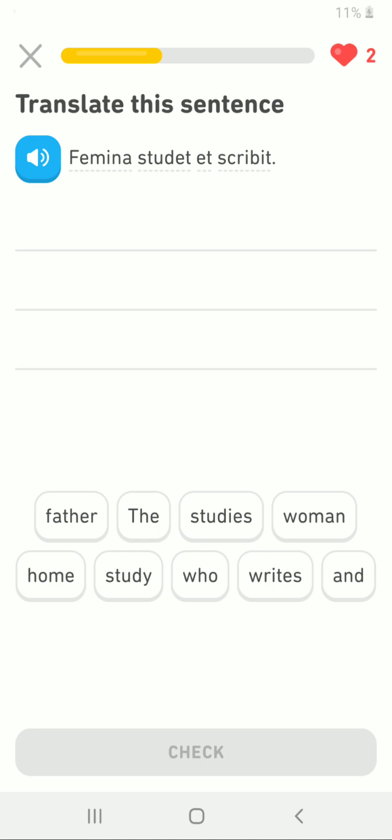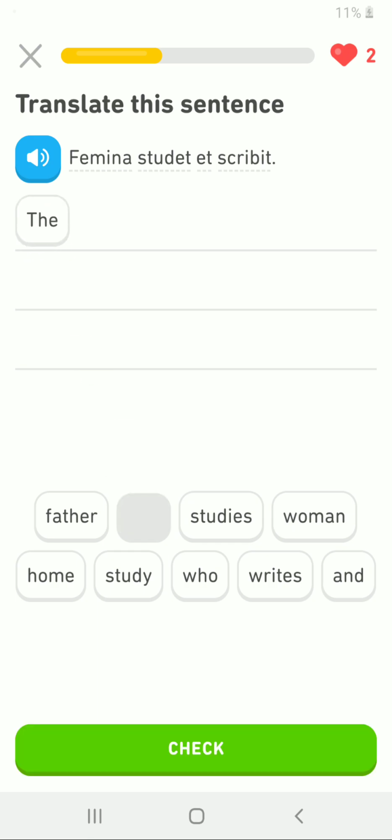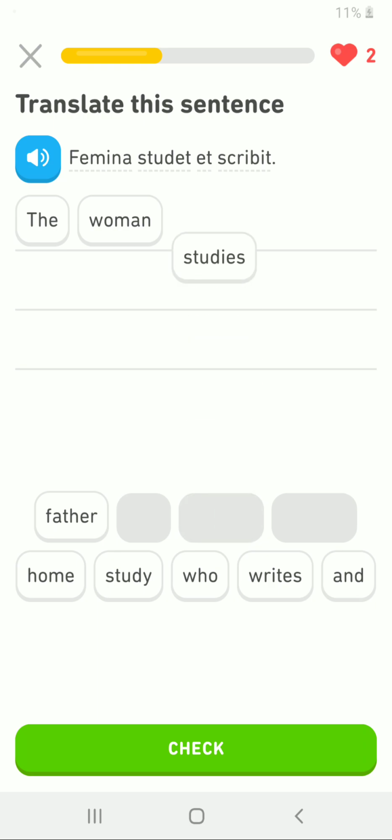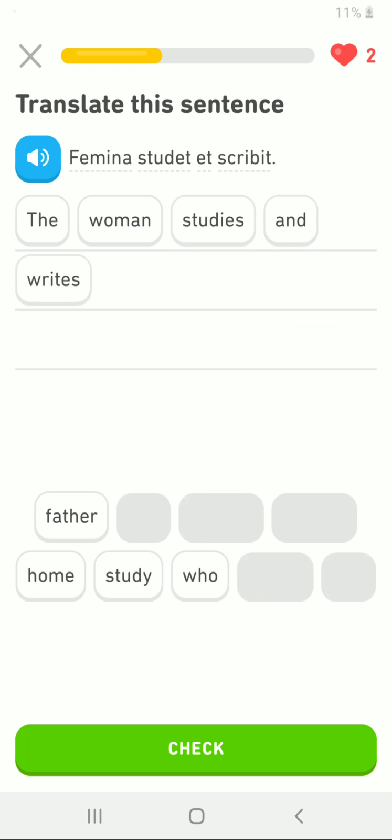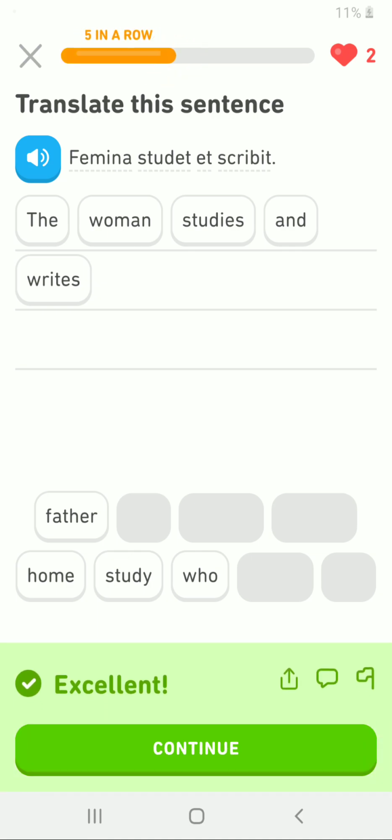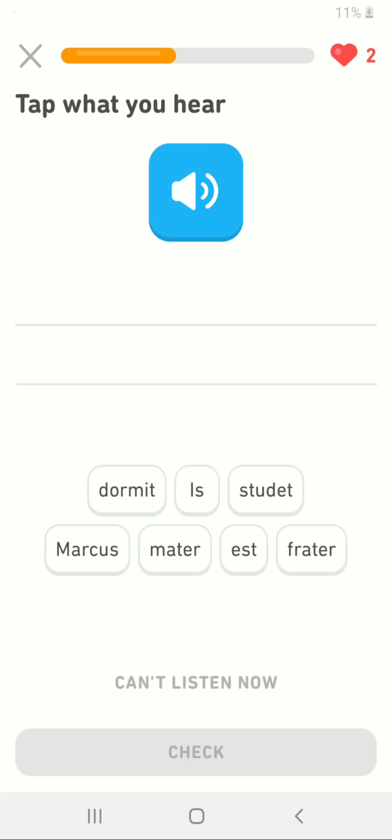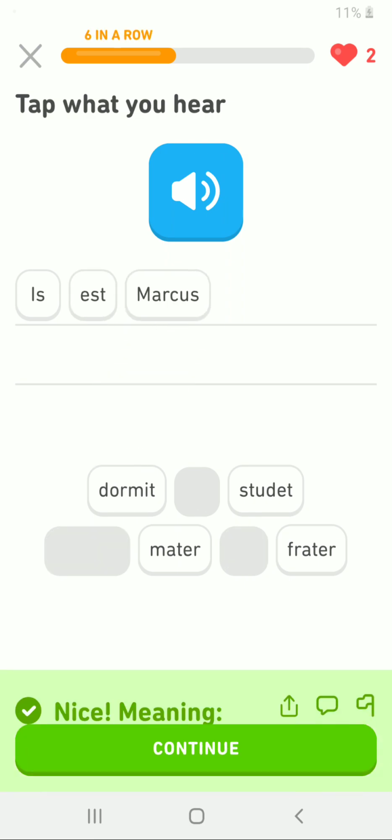Femina studet et scribit. Very easy. So the woman studies and writes. So studet et scribit. Very easy. Is est Marcos. He is Marcos. Is est Marcos. Marcus.